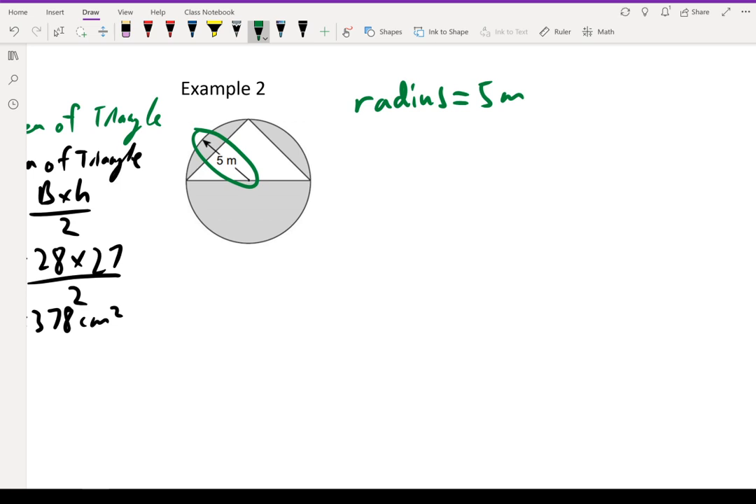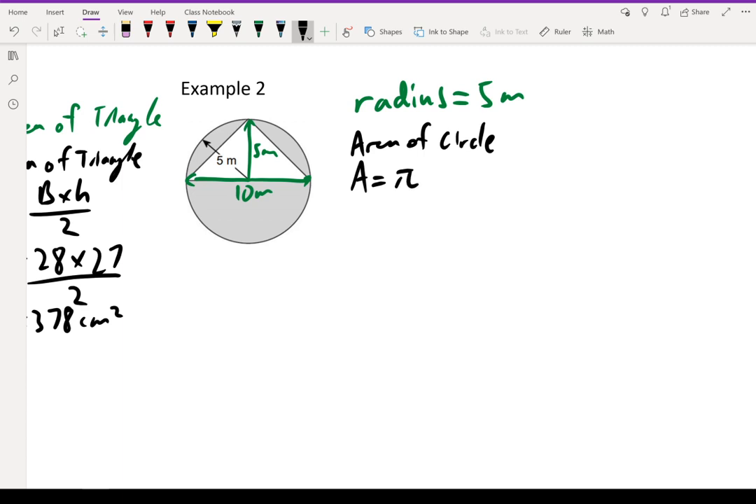Well, if the radius is 5 meters, that means that the diameter, which will be from here all the way to here, will be 2 times the radius, which is in fact 10 meters. And then we also know that the radius, which is also this height over here, is the same 5 meters. So only with the radius, we can find all the information needed in order to find the area of the shaded region.